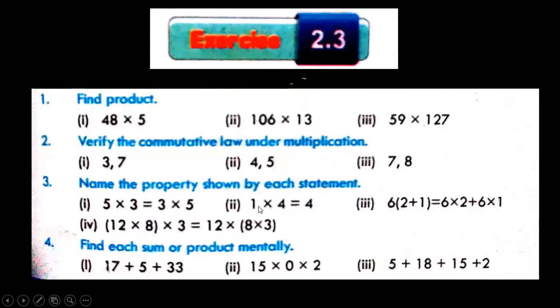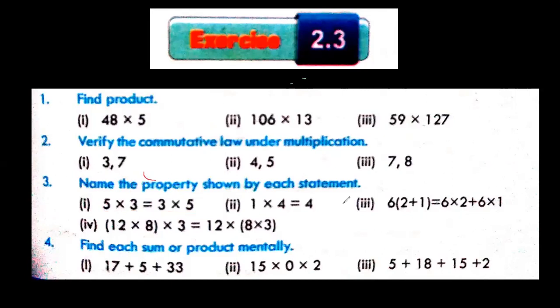Okay, this exercise we have done. Let me repeat it. Sir, we have done exercise number 1. Yes. And 2. Yes. Let's check question 3. 5 3s are 15 and 3 5s are 15. The property used here is known as the commutative property. Commutative property of what? Addition or multiplication?